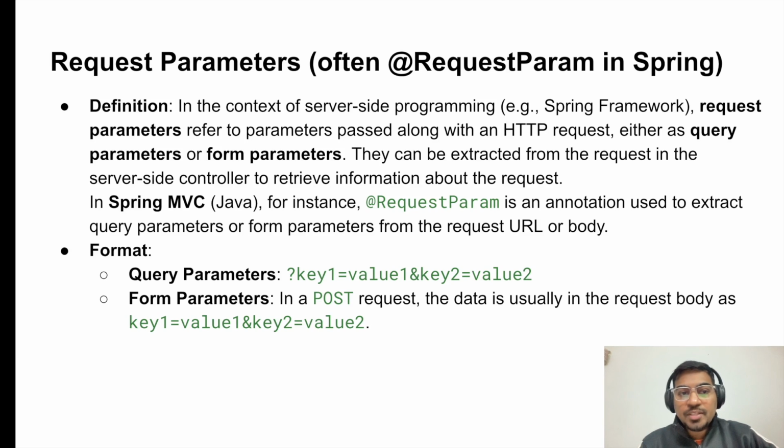In Spring MVC, MVC means Spring Framework. Request parameter is an annotation used to extract query parameters or form parameters from the request URL or body. So basically, if your API is created on the basis of Spring Framework, then the request parameter annotation is used to get the parameters from the request URL or body.